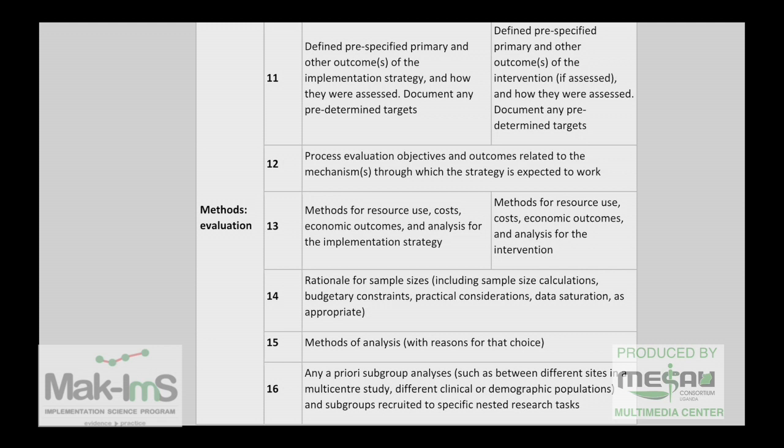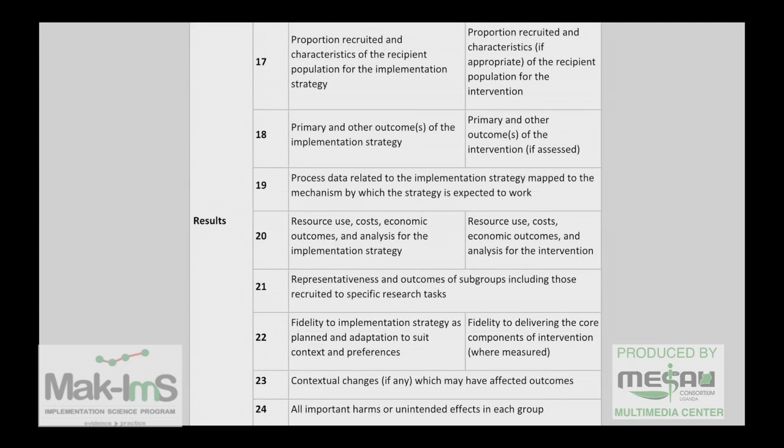So, other things, methods of analysis with reasons. If you're doing a priori subgroup analysis, you should define and put all that in the paper. You sometimes have supplementary of the method, supplementary of this and that, so many supplements, but they should be available. Then again, for your results, you still remember you have your implementation strategy and you have your intervention. And therefore, the characteristics of the implementation strategy and of the intervention itself should then be reported.